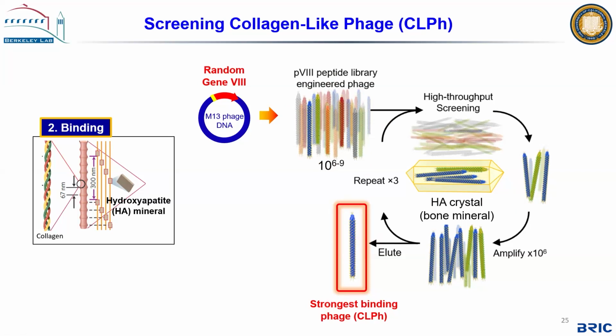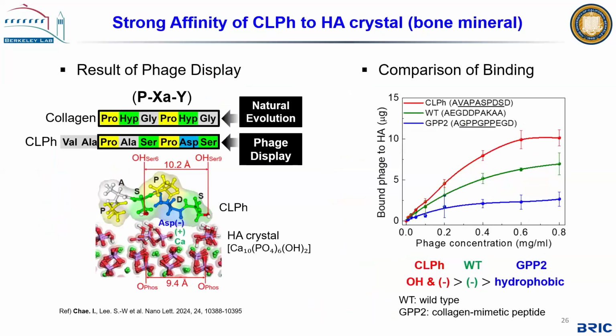And we performed this work and found a phage having the highest binding and named it collagen-like phage. This collagen-like phage has a very interesting feature. As you can see here, the sequence that we independently found through the phage display has similarity to the naturally evolved collagen. Natural collagen has this PXY sequence. In our phage display result, this virus also has this PXY and PXAY sequence on the surface.